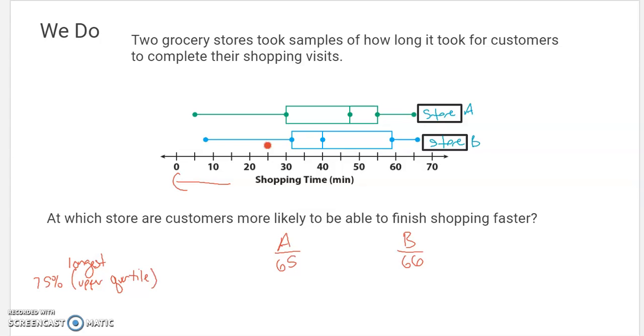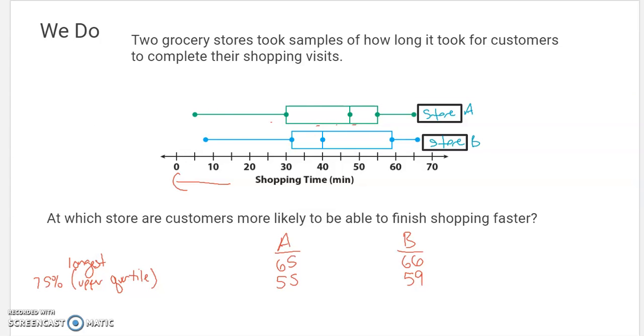Quartile, Q-U-A-R-T-I-L-E. So at store B, 75% of the visits were less than, let's call that 59 minutes. And at store A, 75% of the visits were less than 55 minutes. So far, store A is faster on both measurements that we've checked so far.